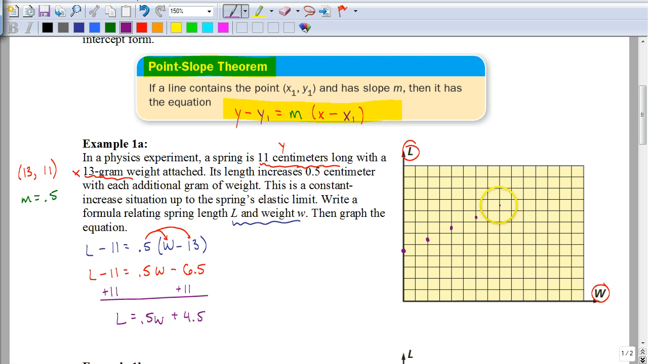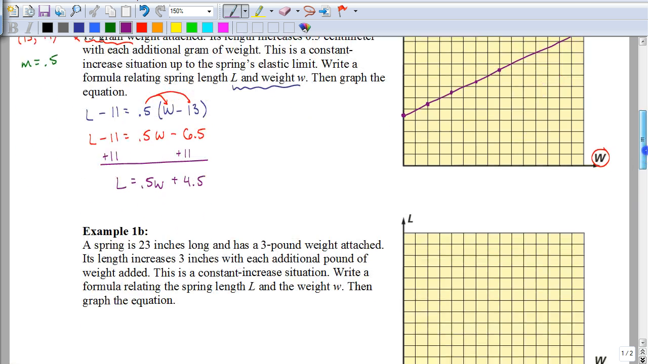Or another way that we could have graphed this is I could have gone up here and said, well, my coordinate was coordinate 13, 11. I could have found where 13 would be up to where 11 is and connect those. Otherwise, this would work too. So that would be your graph.